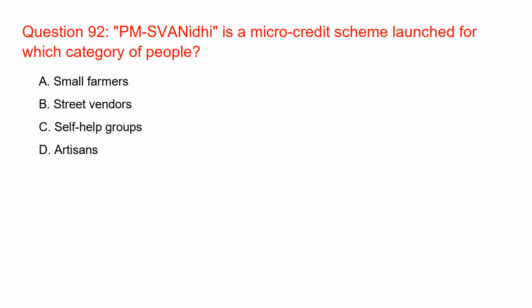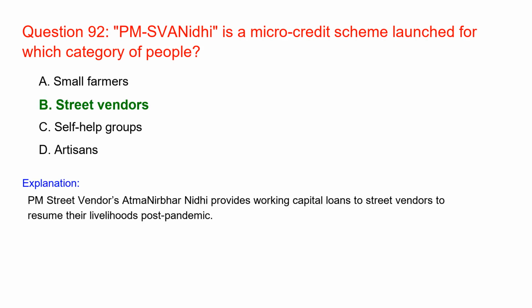PM Swanidhi is a microcredit scheme launched for which category of people? Street vendors. PM Street Vendors Atmanirbhar Nidhi provides working capital loans to street vendors to resume their livelihoods post-pandemic.